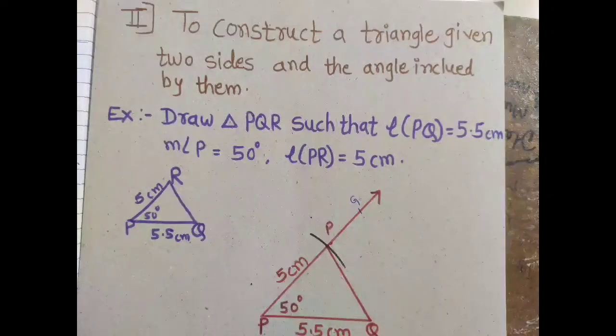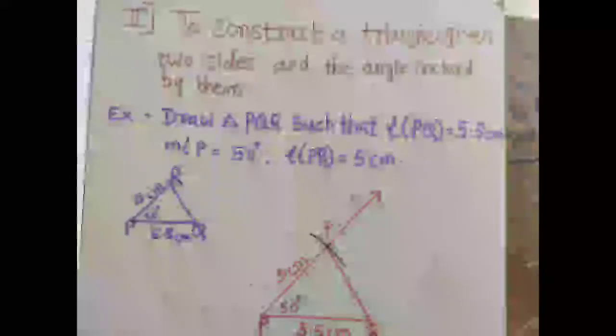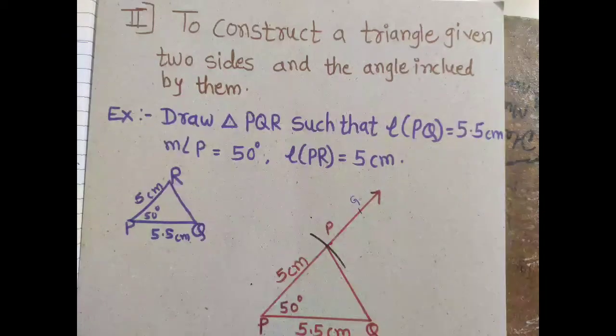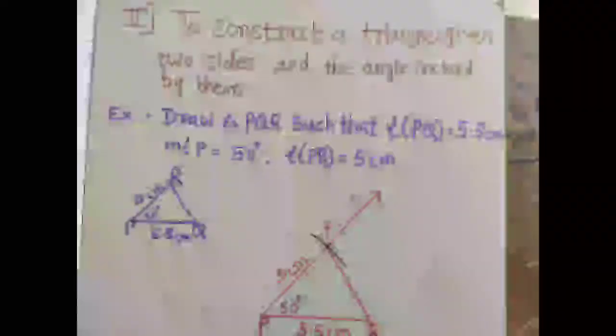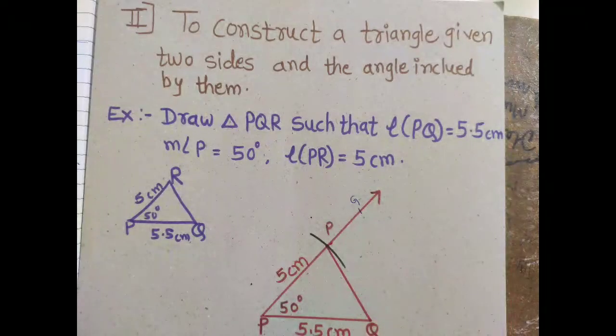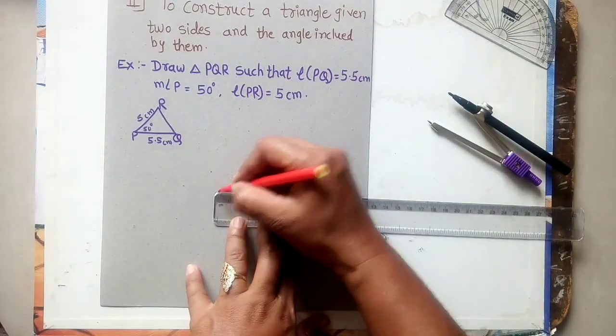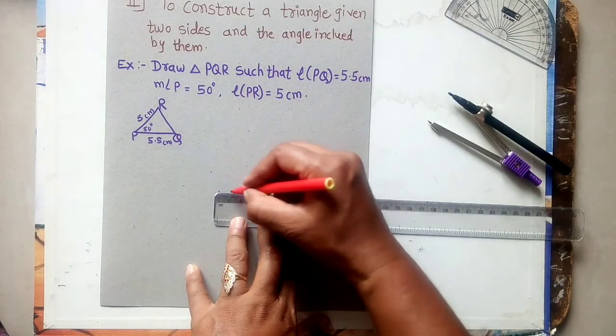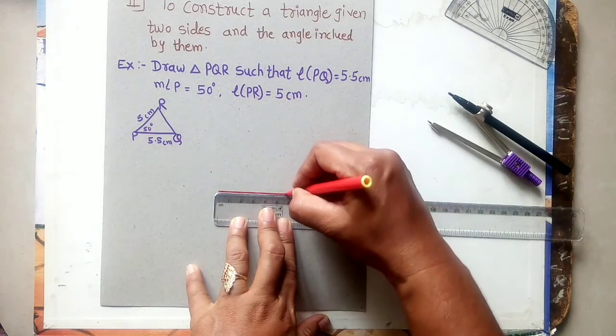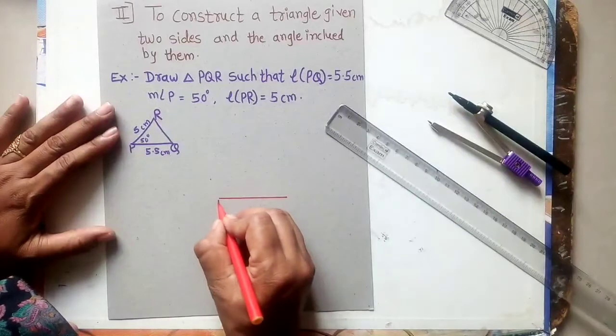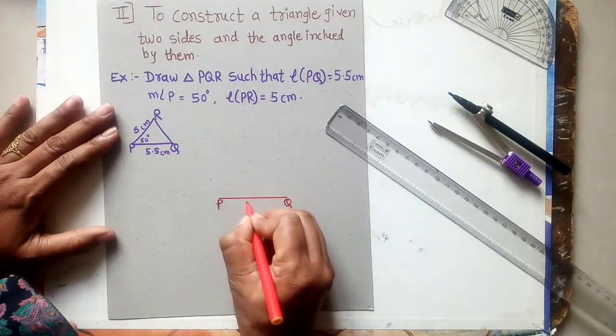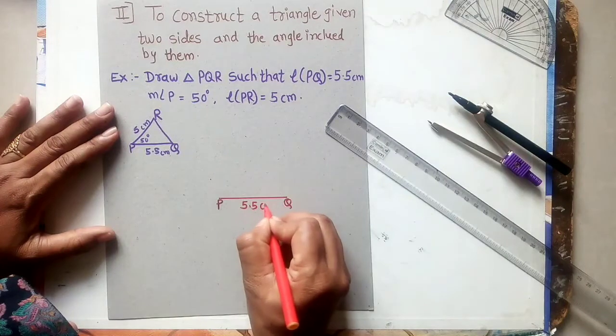For example, draw triangle PQR such that length PQ is equal to 5.5 cm, measure of angle P is equal to 50 degrees and length PR is equal to 5 cm. A rough figure has been drawn showing the given information. Angle P is an acute angle, shown in the rough figure. According to the rough figure, segment PQ forms the base of length 5.5 cm. Name PQ and its measure is 5.5 cm.